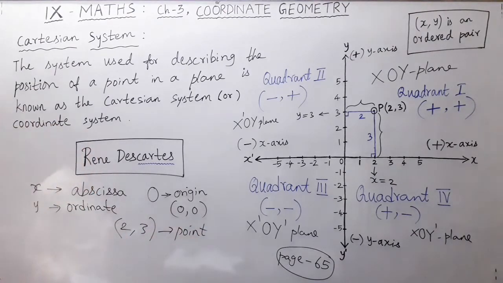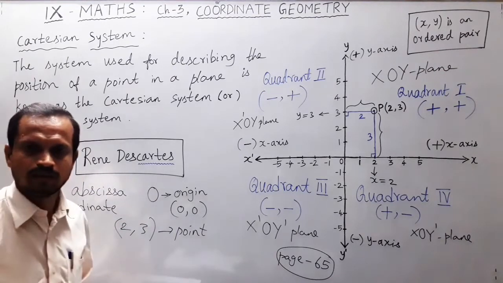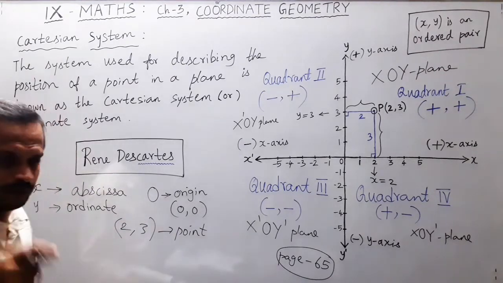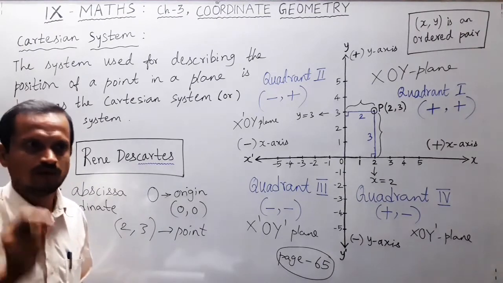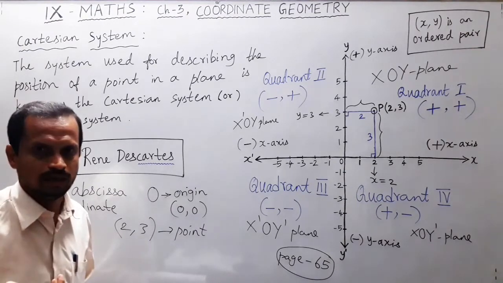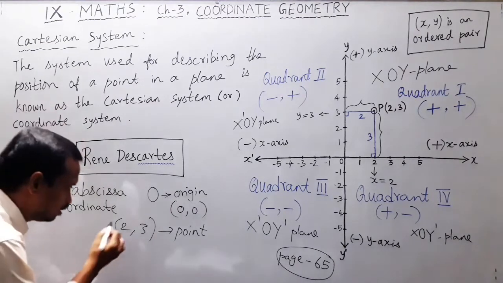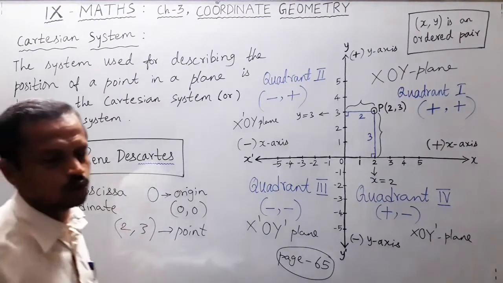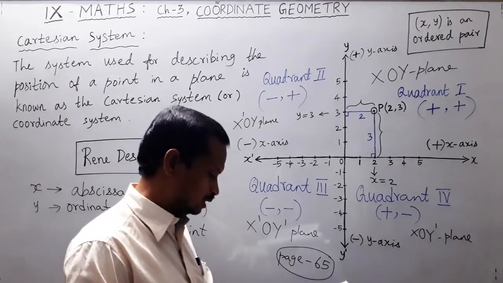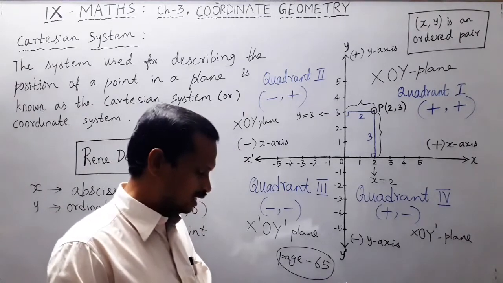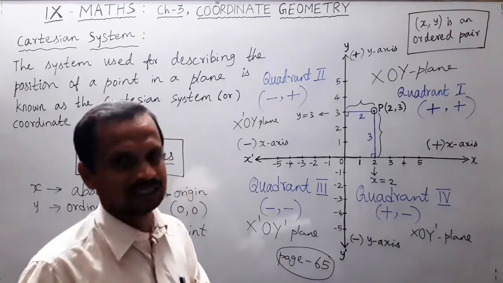Without the bracket, we cannot tell that (2, 3) is a point. We just say the point 2, 3. The word point we use orally, but while writing, you have to put the brackets, that is (2, 3) is a point. Clear? Then coming to the next point, number 8, the coordinates of a point on the x-axis.